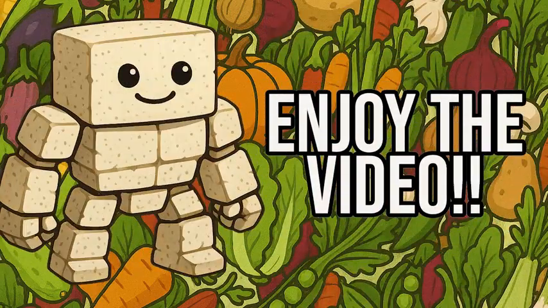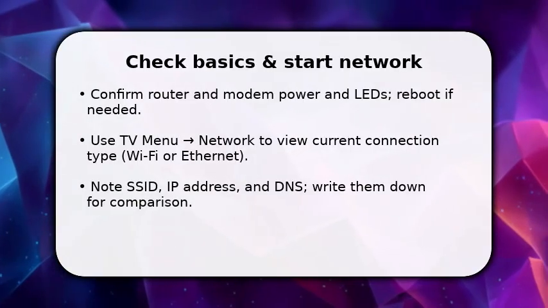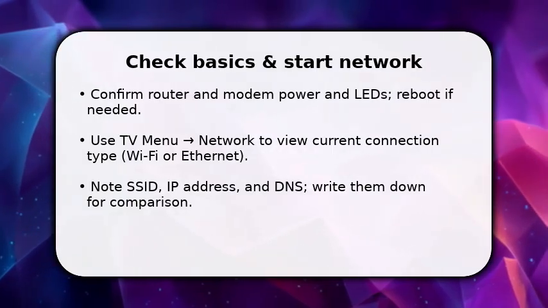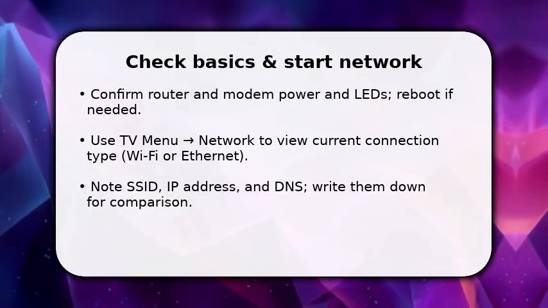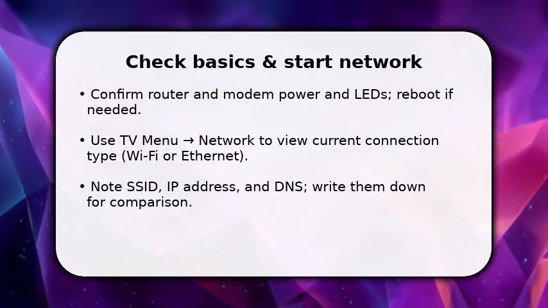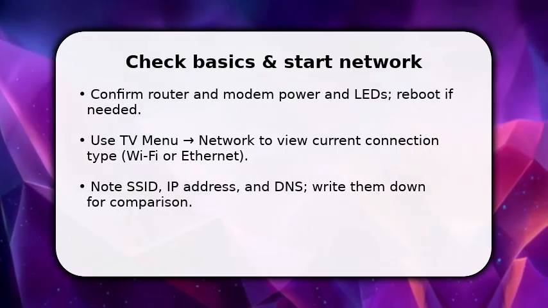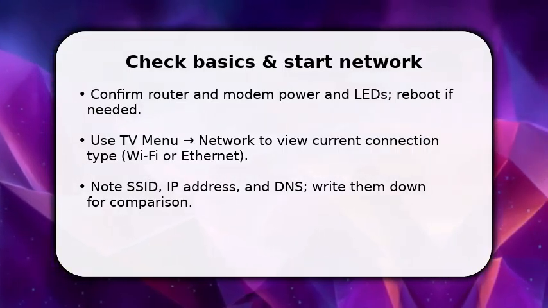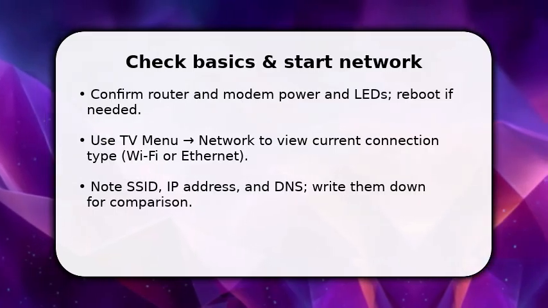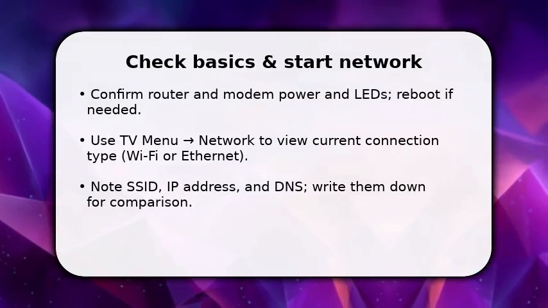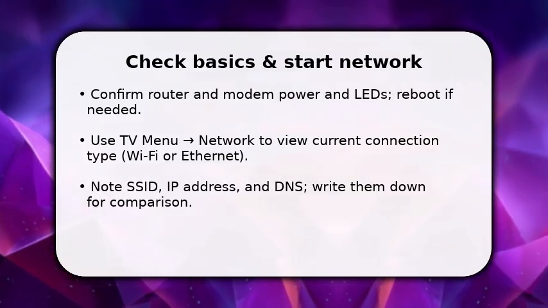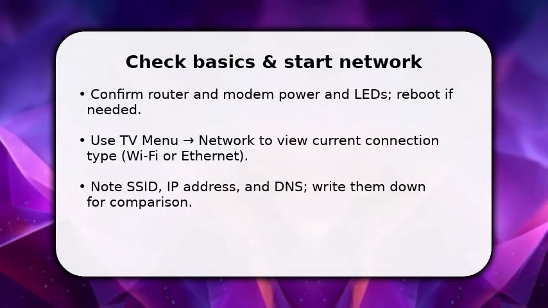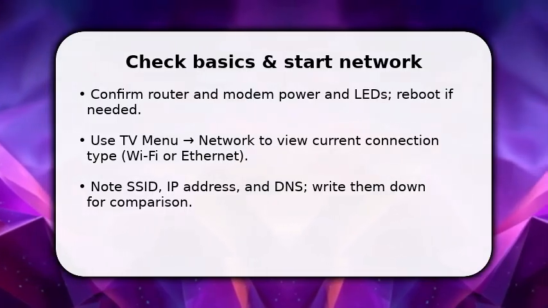Please enjoy the video. You're starting by confirming the essentials so you avoid guessing. Check that router and modem are powered and stable. If LEDs are off, reboot them now. Once done, go to TV menu, right arrow, network and note whether you're on Wi-Fi or Ethernet, plus the TV's IP and DNS. You need those details to compare before and after changes. This prevents repeated steps and helps you see if the TV obtained an IP or hit a DNS failure.